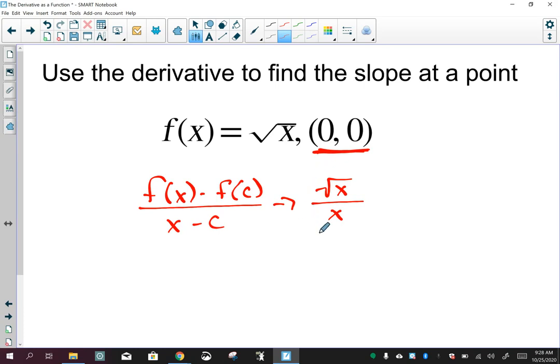And I can look at that and see this as my reason why, because if I plug in 0, I get the square root of 0, which is a fine answer. You can actually have the square root of 0, but then it's all over 0, and I can't have that. So the derivative, dy/dx, does not exist at x equals 0.